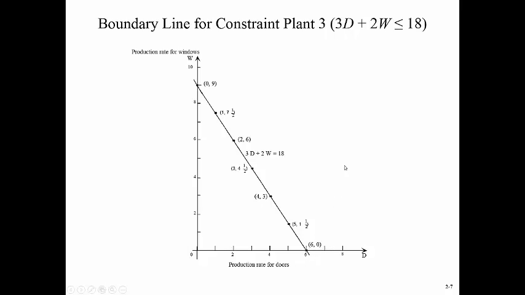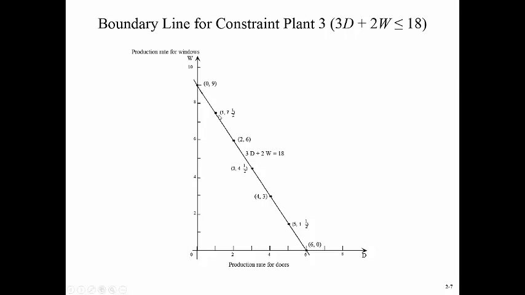And again, the way we got that was saying, imagine the windows is 0. What's the most number of doors that we could produce? So 3 times 6 would be less than or equal to 18. We do the other thing on the other axis. We basically say, well, suppose we hold the number of doors to 0. What's the most number of windows that could be produced? Well, since it takes 2 hours for each window and we have 18 hours available, that gives a solution of 9 possible windows could be produced at plant 3, assuming we're producing no doors.